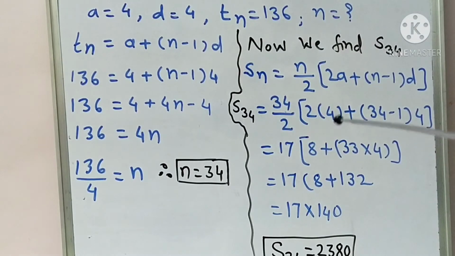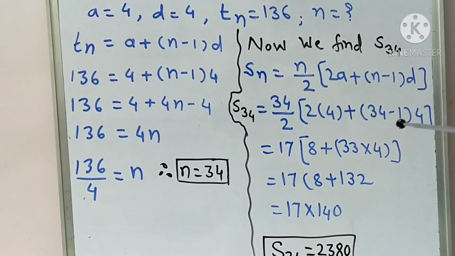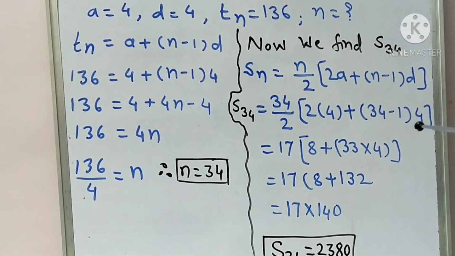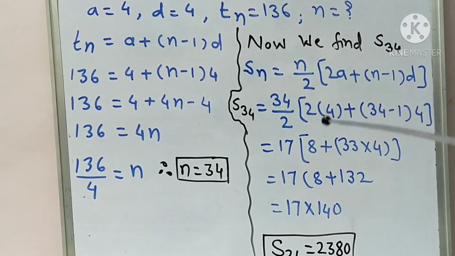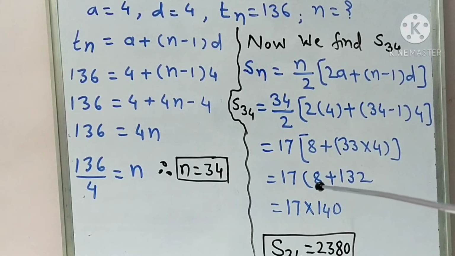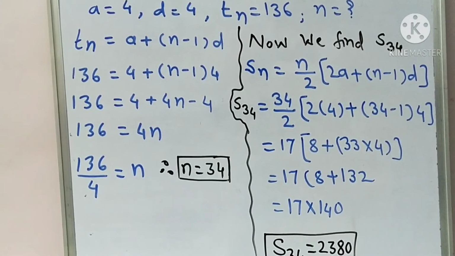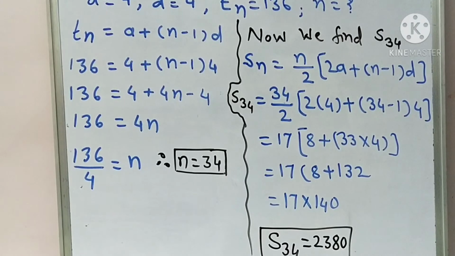Here we use the values of a and d. 2 into a is 4, plus 34 minus 1, n is 34, into d is 4. So the subtraction is 33 and this product is 8, so 17, that's the division. 34 upon 2 is 17, in bracket 8 plus 33 into 4. We first do this product. The next step is 17 into 8 as it is, plus 132, and that addition is 140.